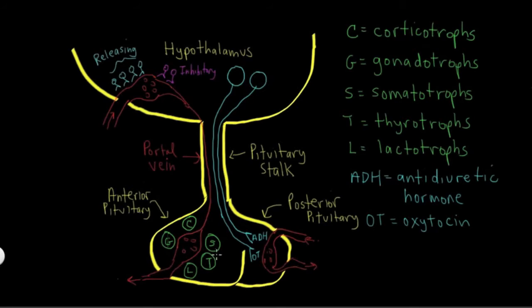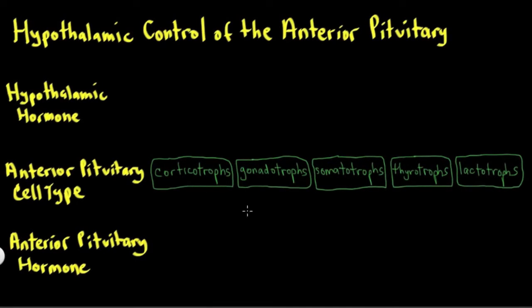Now, the 5 major anterior pituitary cell types are controlled by either releasing hormones or inhibitory hormones that are made up in the hypothalamus and transported down the pituitary portal system where they act on receptors on these specific cell types. If we go back and look at this first, the anterior pituitary hormones that are released from these cell types, we can first start with the corticotrophs.